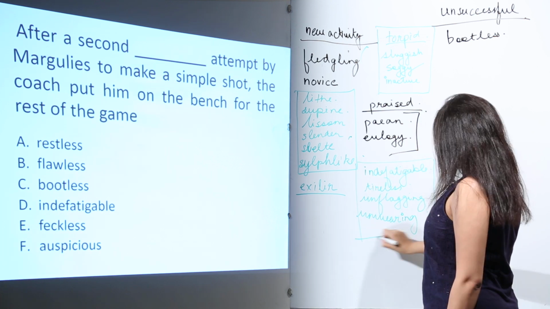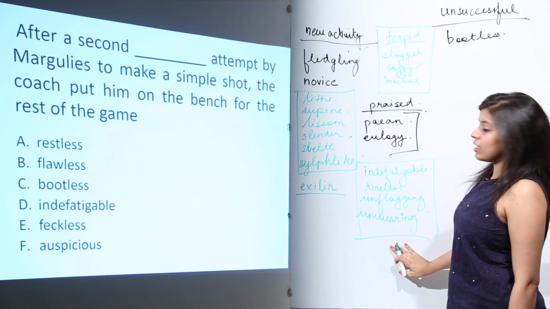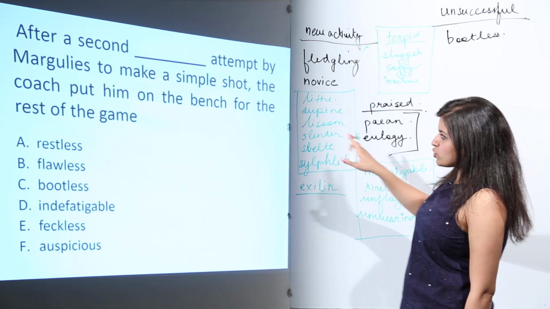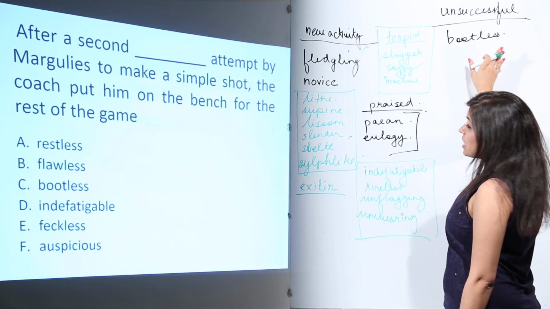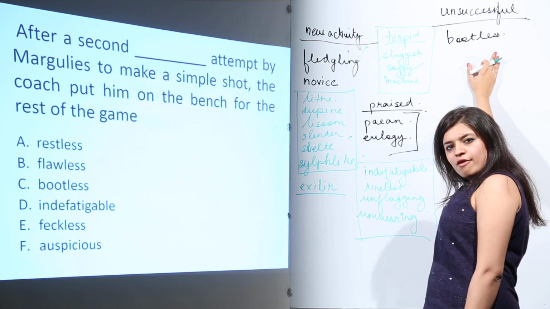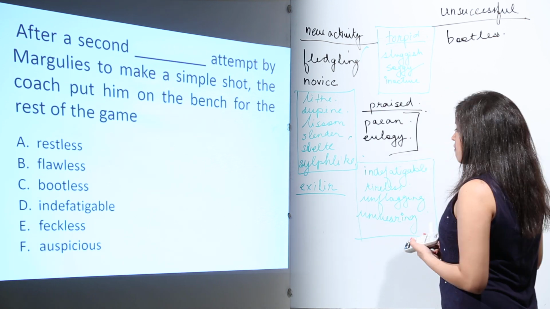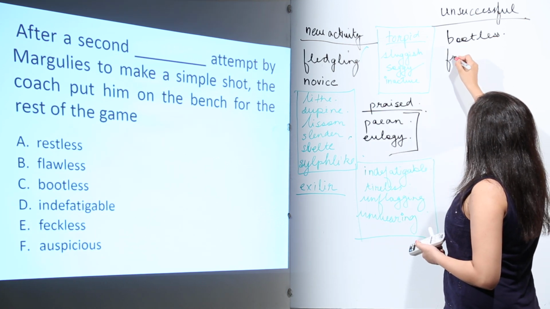You can put them into one flashcard. So, indefatigable is tireless, unflagging, unwearing. Now, indefatigable cannot fit into the sentence because it does not mean unsuccessful. Okay, let's move on to another word, feckless. Feckless also means something that is not successful. So, we can say that yes, feckless can be a part of our sentence.